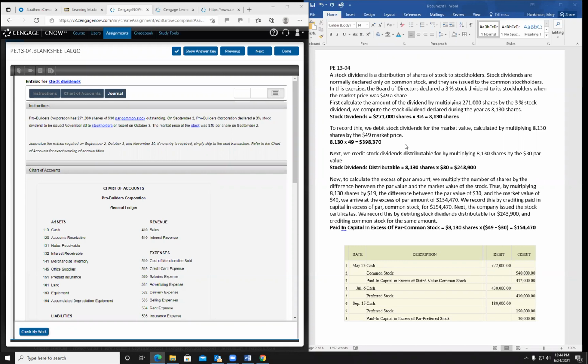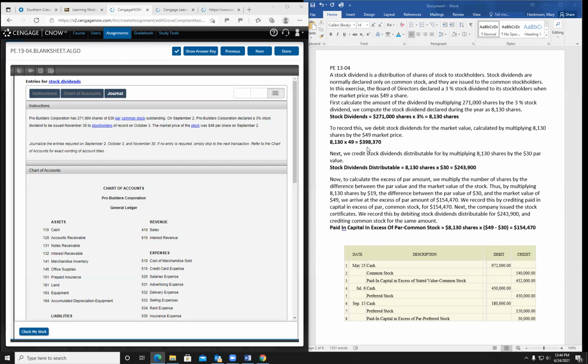was $49 a share. So first, we're going to calculate the amount of the dividend by multiplying 271,000 shares by the 3% stock dividend. And we compute the stock dividend declared during the year, if you look here, in the calculations, the dividend declared is 8,130 shares. Now, to be able to record these shares, we need to multiply it by the market value, which gives us a value of 398,370.